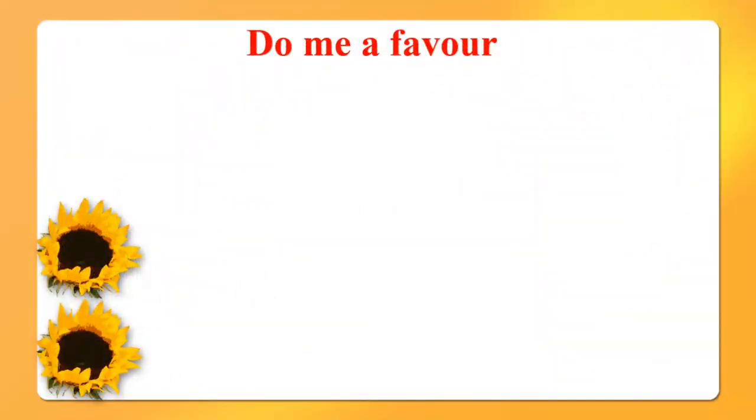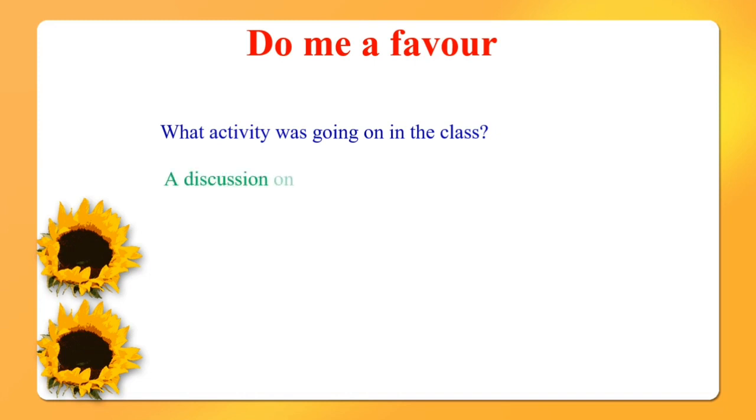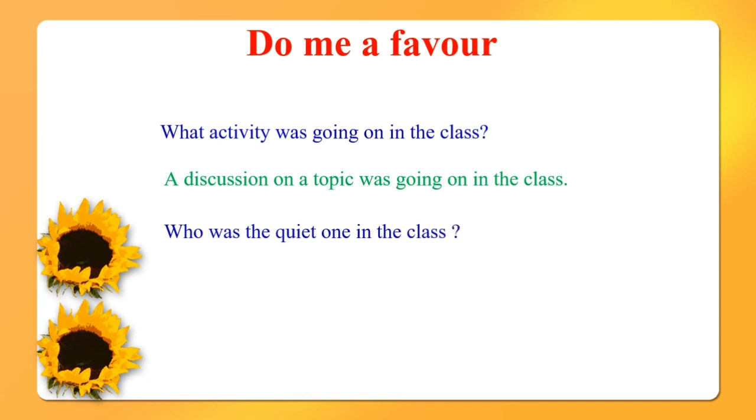Now, my dear friends, let us look at some of the questions related to your chapter. The first question is, what activity was going on in the class? A discussion on a topic was going on in the class. Who was the quiet one in the class? It means tell the name of the child who was very quiet, and none other than Jane was the quiet one in the class.